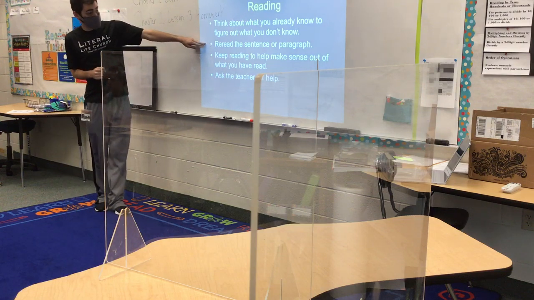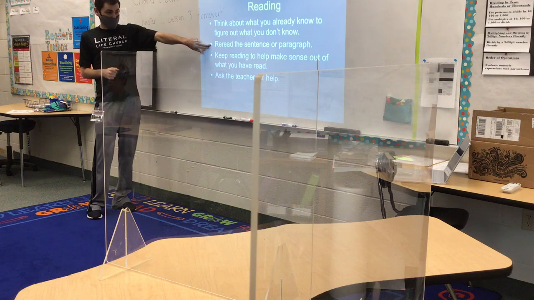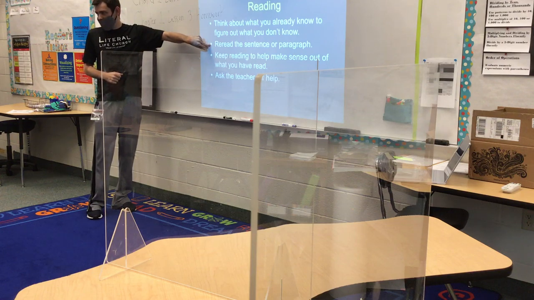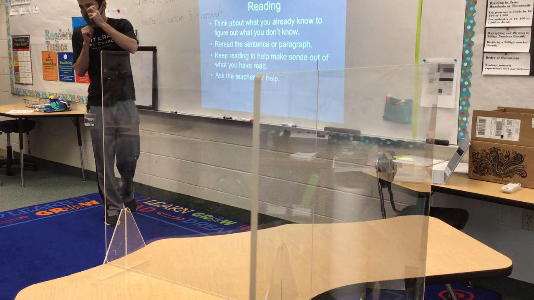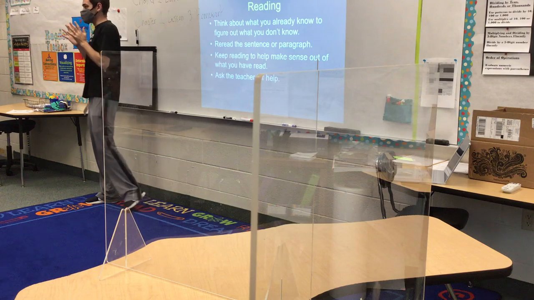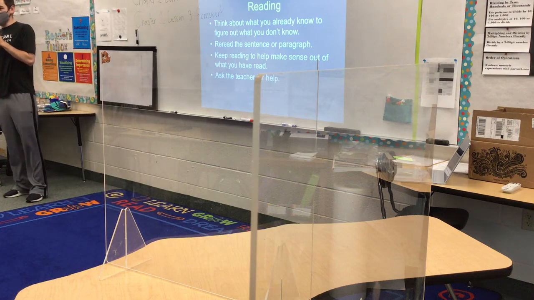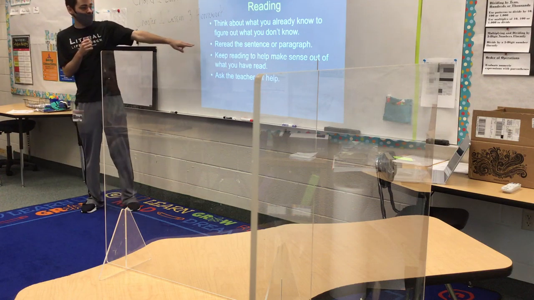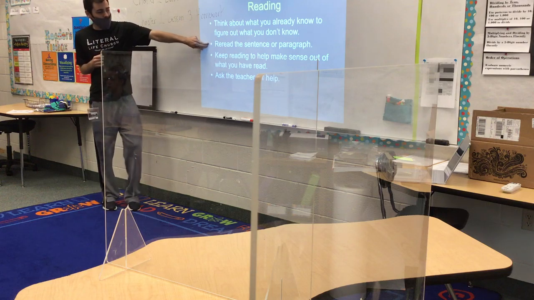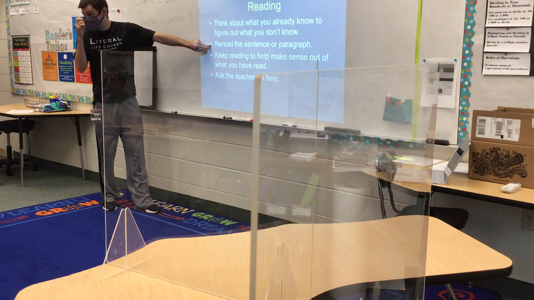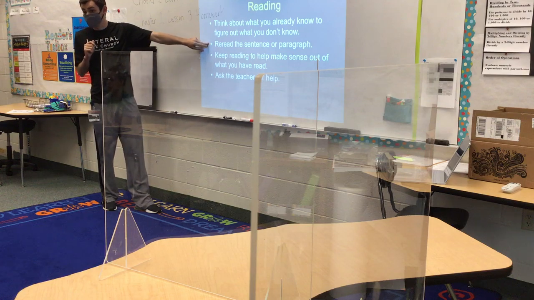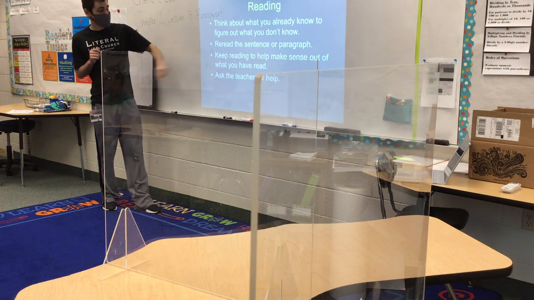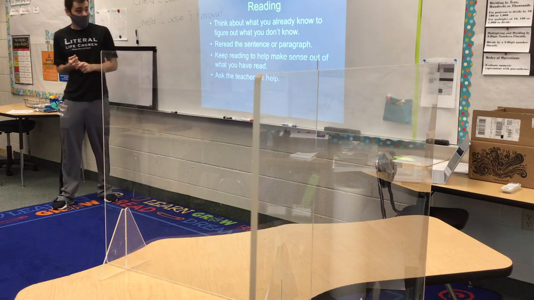Another strategy is reread the sentence or paragraph. Sometimes we don't feel motivated to do this, but this is actually a pretty good idea. If you stop yourself after a little bit and you go, wait a minute, I have no idea what I just read. I could not tell you. A good idea would be to go back and reread the sentence or reread the paragraph and maybe slow down. Read a little slower, think a little bit more deeply about the words.